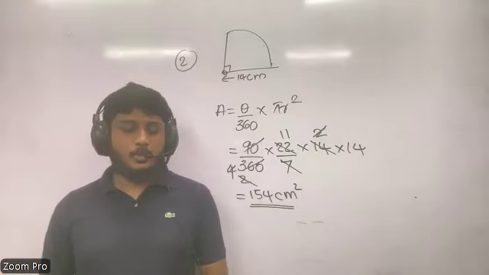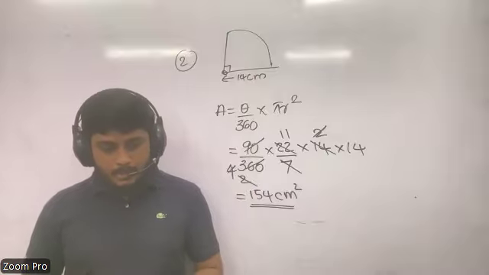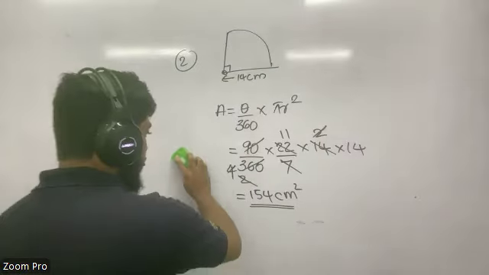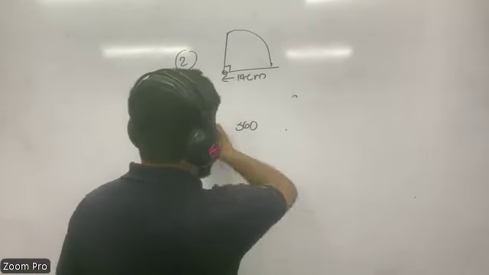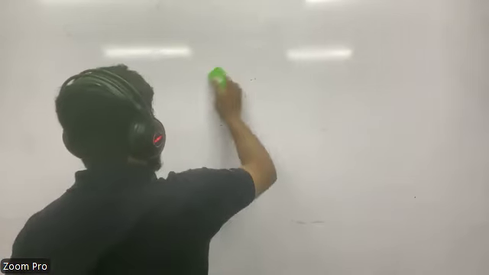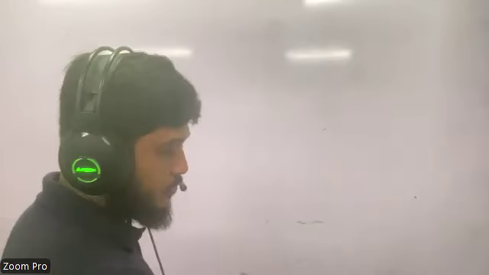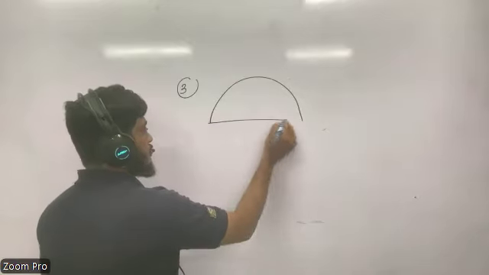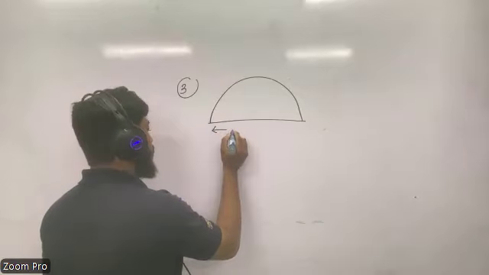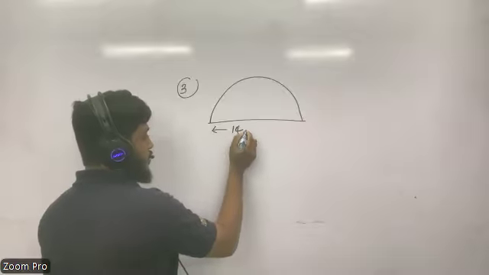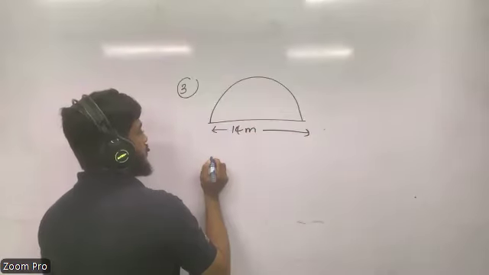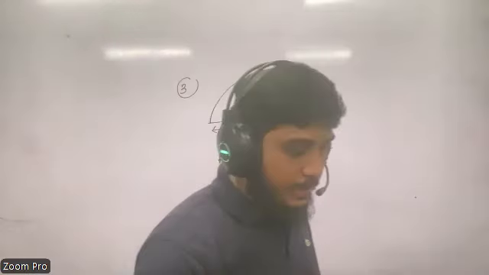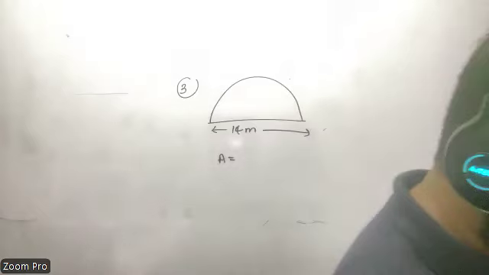Now, these things are okay. But I will give you another one. Quickly find that. There's a third one. From here to here, we'll take it as 14 meters now. Now they ask for the area. Quickly get the area for this, and put the answer in the chat box. Make it fast.